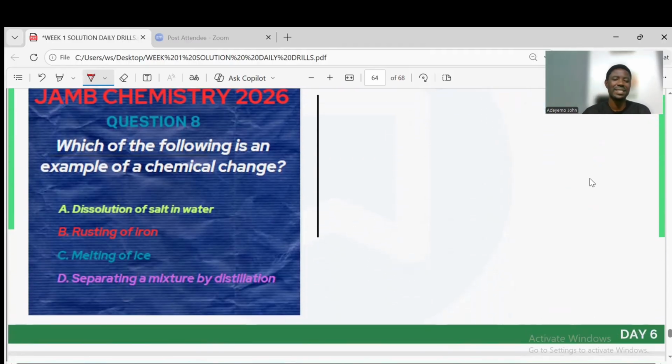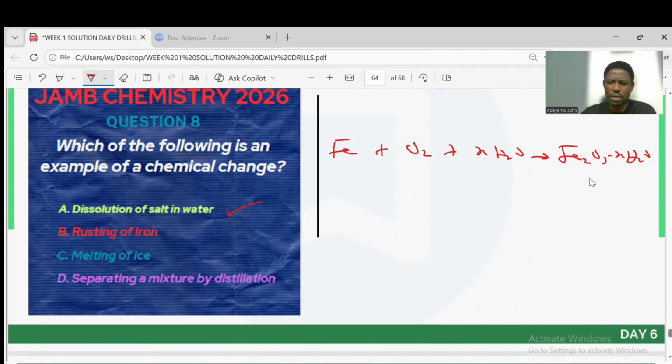All right, which of the following is an example of a chemical change? A chemical change is not easily reversible. If you dissolve salt in water, it's reversible, because you can evaporate it to dryness. Rusting of iron, something else has formed. Iron usually reacts with oxygen in the presence of moisture. They will form another brown substance that we don't even know the number of water molecules in. So this is a permanent change. If the gate to your house is rusted already, what you do when you clean it up is not like you have transformed it.